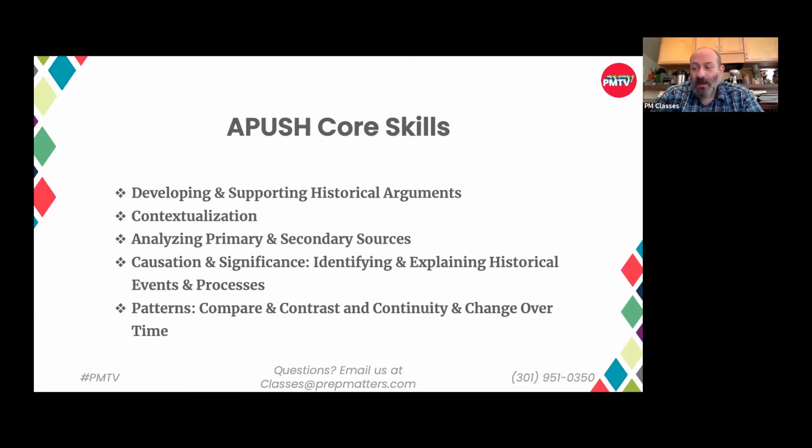You're going to be asked to use at least 4 of the 5 documents that are provided to you. You're welcome to use the 5th, and you're going to be asked to analyze those sources. I'll get to that in a second.